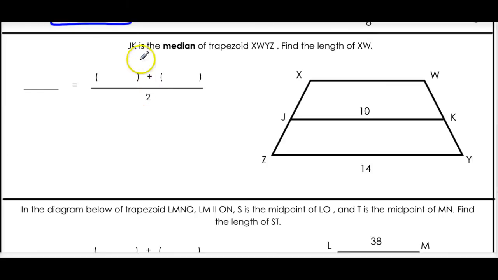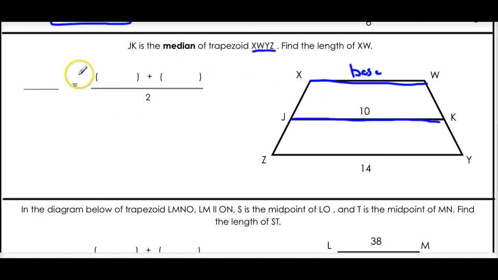All right, let's try another one. JK is the median of trapezoid XWYZ. Find the length of XW. Now, XW is one of the bases. So how am I going to do this? And let me tell you how. What you're going to do is plug into your formula.